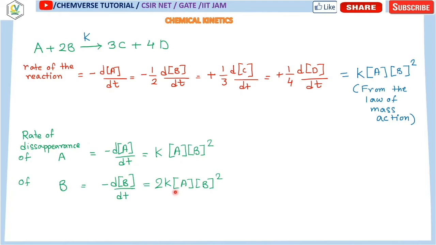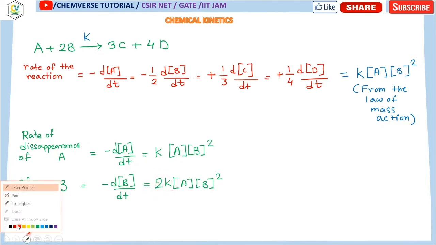Now how it is related to overall rate of the reaction, because you know that minus half dB dt is the rate of the reaction, which is basically K concentration of A into concentration of B square. So this K concentration of A into concentration of B square is the rate, and over here rate was minus half of this. So if we consider only minus dB dt, the expression will be multiplied with 2.